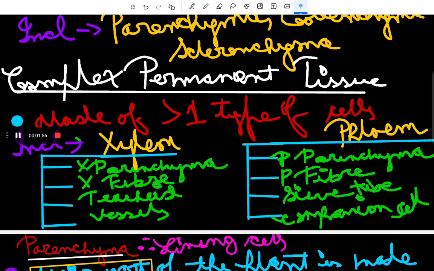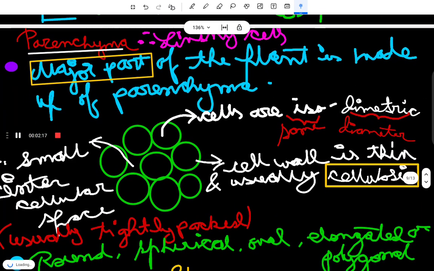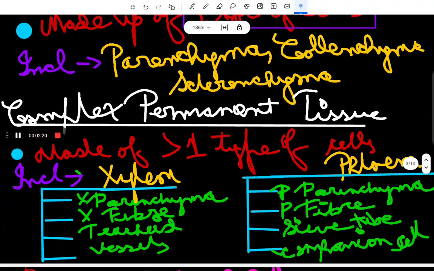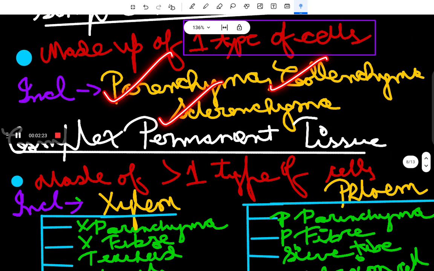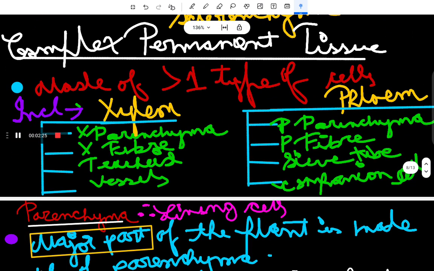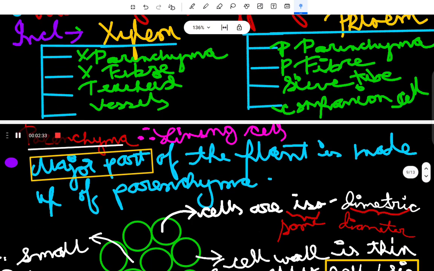The phloem is also made up of 4 different types of cells. It is the same for both: phloem parenchyma and phloem fiber. Instead of tracheids and vessels, which are the water transport elements, here we have the sieve tube and companion cells. Today we are going to discuss parenchyma, collenchyma, and sclerenchyma. We will talk about the xylem and the phloem in the next video, or else the video will be much longer.